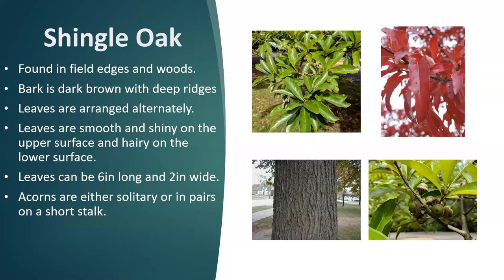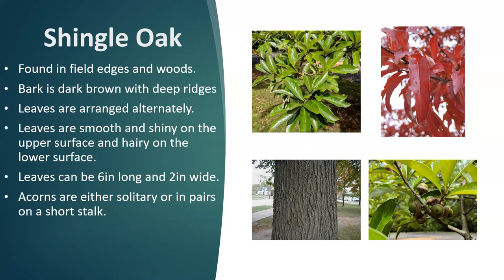Up next is the shingle oak. And if you look at this species and you're not extremely familiar with trees, it might be something that you wouldn't even necessarily classify as an oak. Because when most people think of an oak, you think of that typical oak leaf that we've been showing in the past few ones, whereas this one has an entire leaf margin, so it has no lobes, and it essentially just looks like your standard leaf.